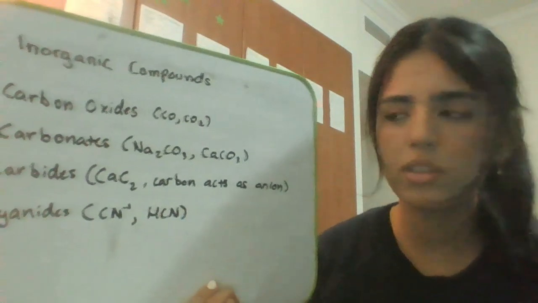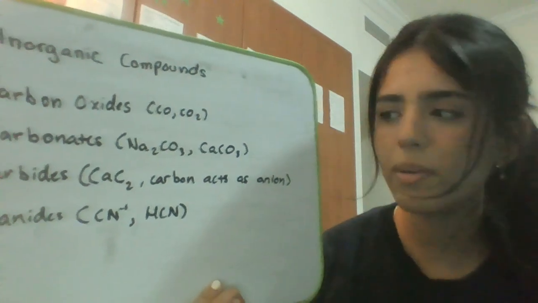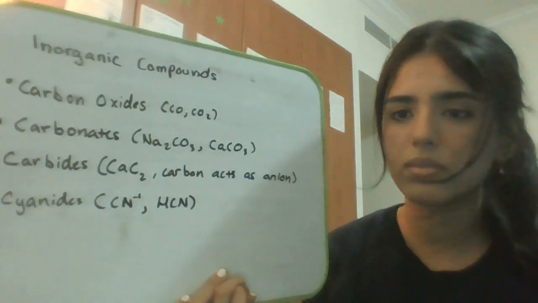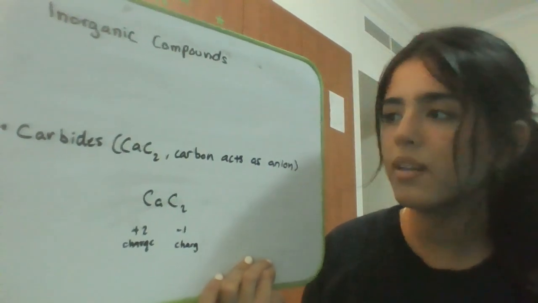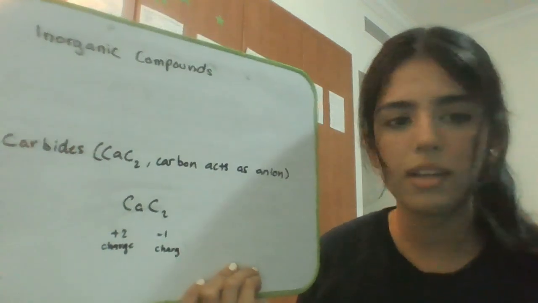Okay, now let's move on to carbides. I'm going to show you when the carbon acts as an anion in the compound, meaning the carbon carries a negative charge. Okay guys, so a carbide is defined as when the carbon acts as an anion, making it a negative charge.